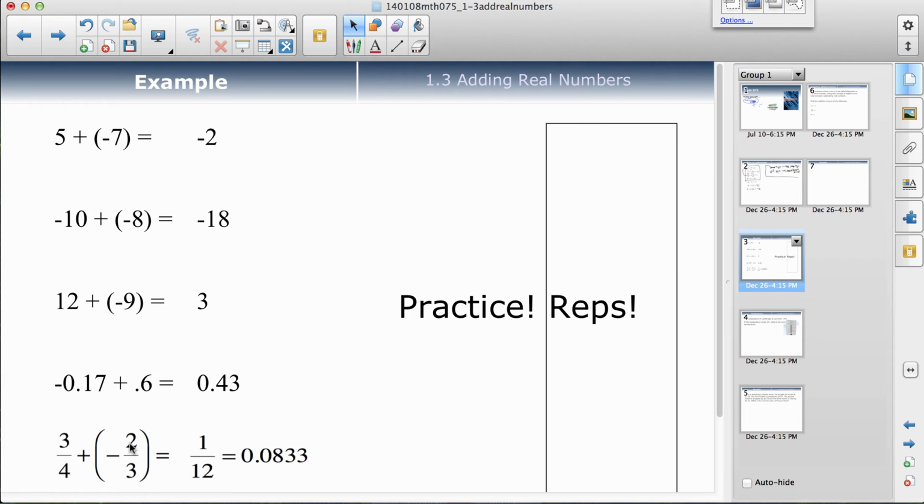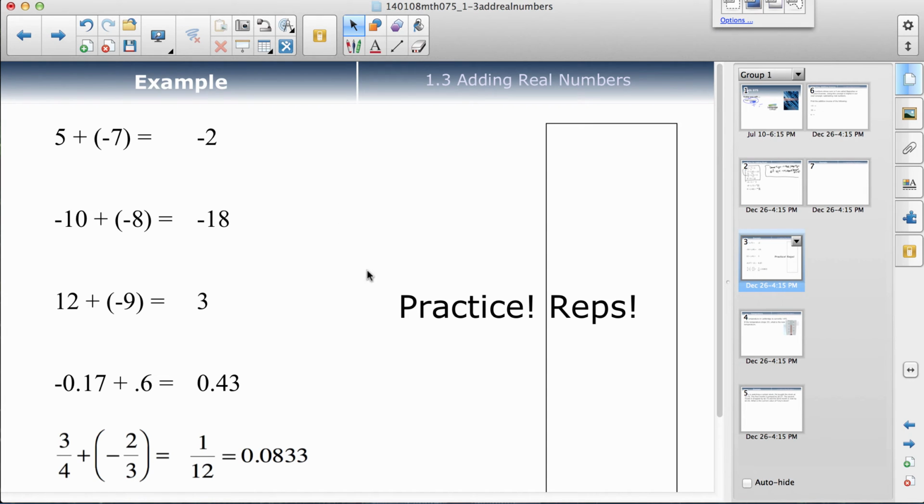Ooh, fractions, fun. I would have had to get a common denominator there, but they're different signs, so I subtract the two. I think this comes out to 9/12 and this is 8/12. So I subtract the two, it comes out to 1/12. This one, the 9/12 was further away, so it turns out to be positive. Notice I also wrote that as a decimal.